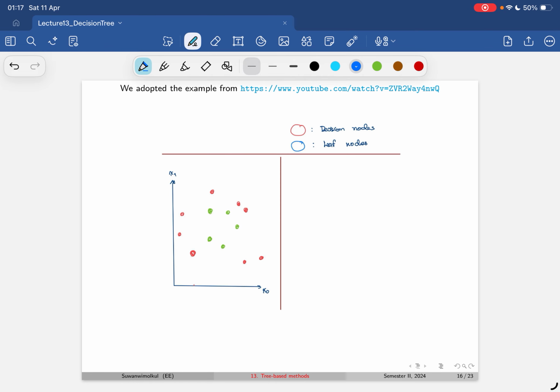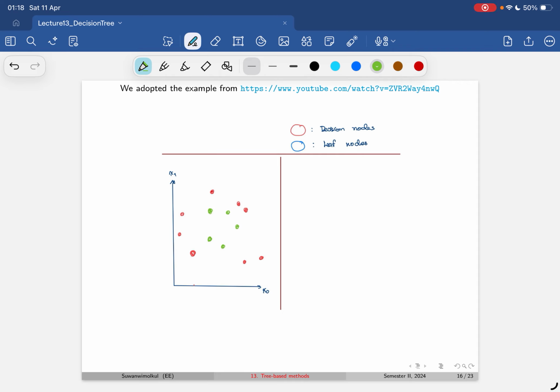Okay, so at first you have a set of training data, and it's labeled, like let's say the red node is probably class 1 and the green node is in class 2, and you want to do the splitting so that the result from the splitting will give you regions where each region will contain nodes that are as pure as possible, or in other words, these regions will contain only data points that have the same class in each region.